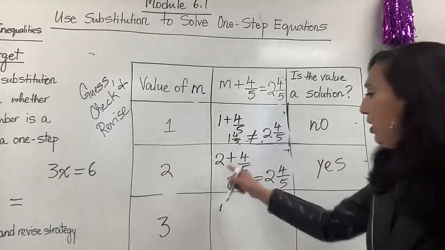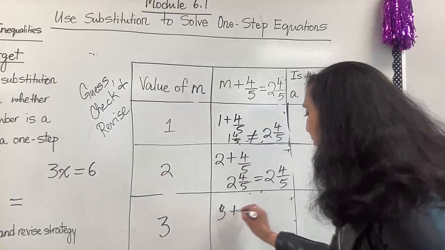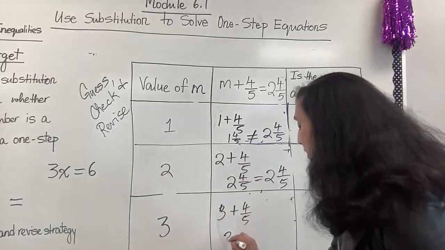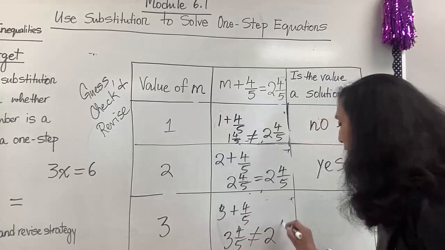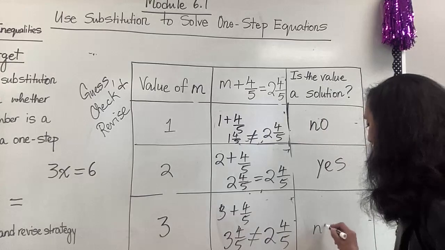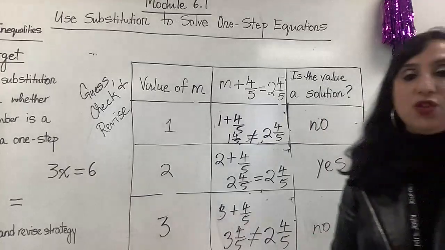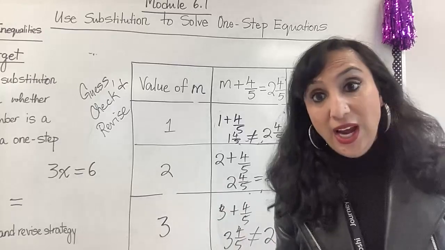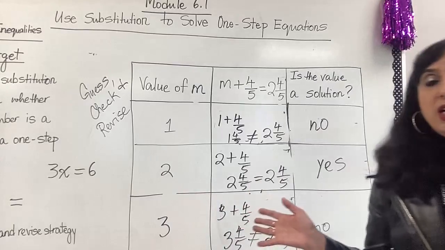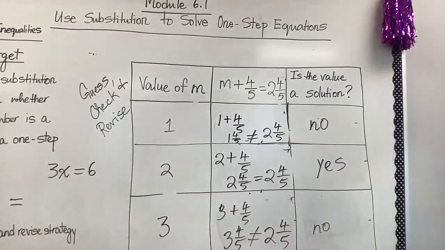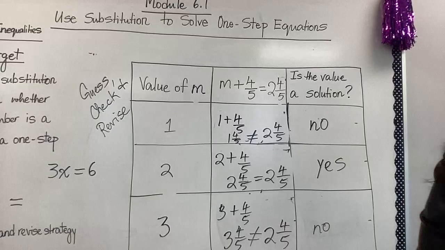And then of course 3 and 4/5 is greater than 2 and 4/5. It is not the same. So that is not a solution. So this is a very simple way to check, by substituting the values that are provided into the equation. All right. Let's do one last problem.